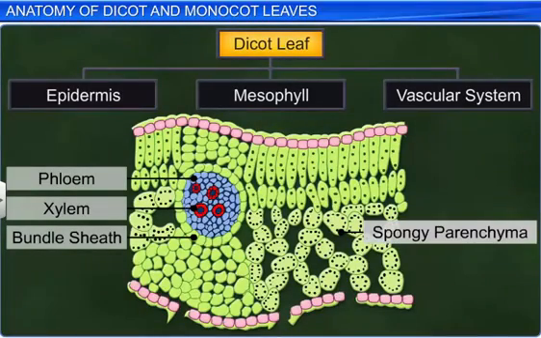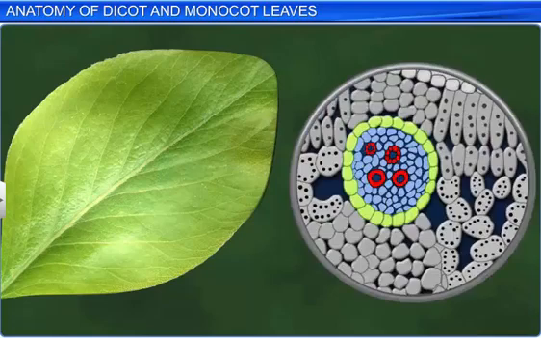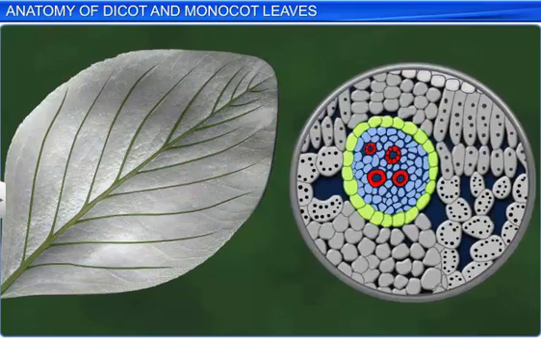The third part of a dicot leaf is the vascular system, comprising vascular bundles. When observed under a microscope, vascular bundles can be seen in the veins and the midrib of the leaf. The size of the vascular bundles depends on the size of the vein.